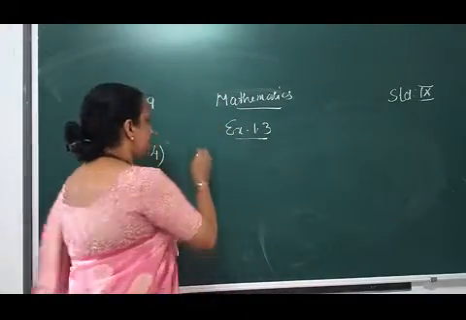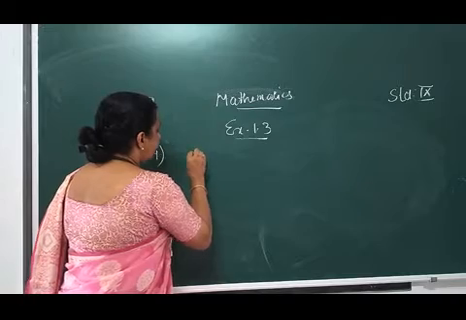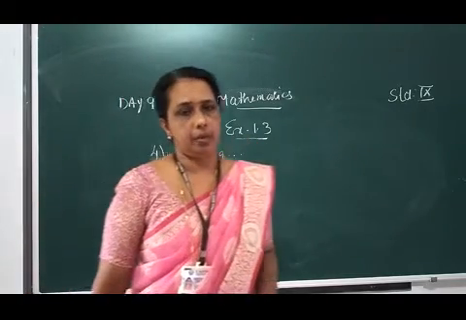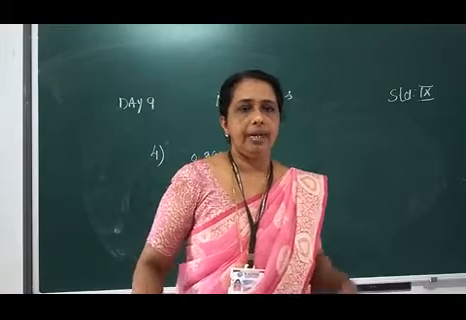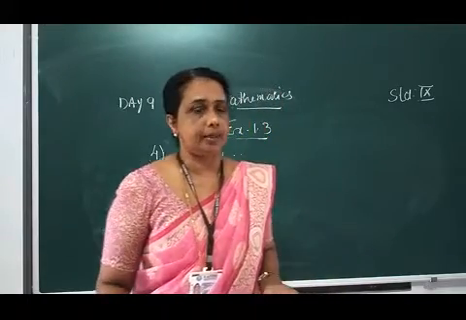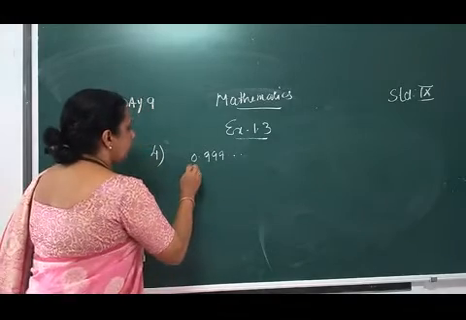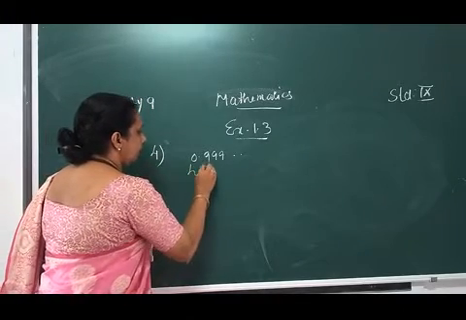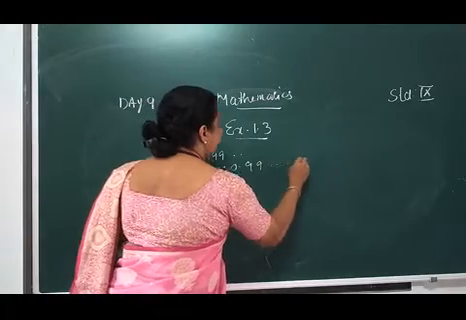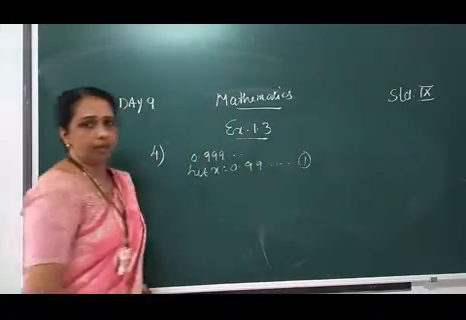First we can find out 0.999 etc. in the form p by q, then find the answer. The question is, are you surprised by the answer? First we have to find its rational form. Let x is equal to 0.9999 etc. That is equation number 1.